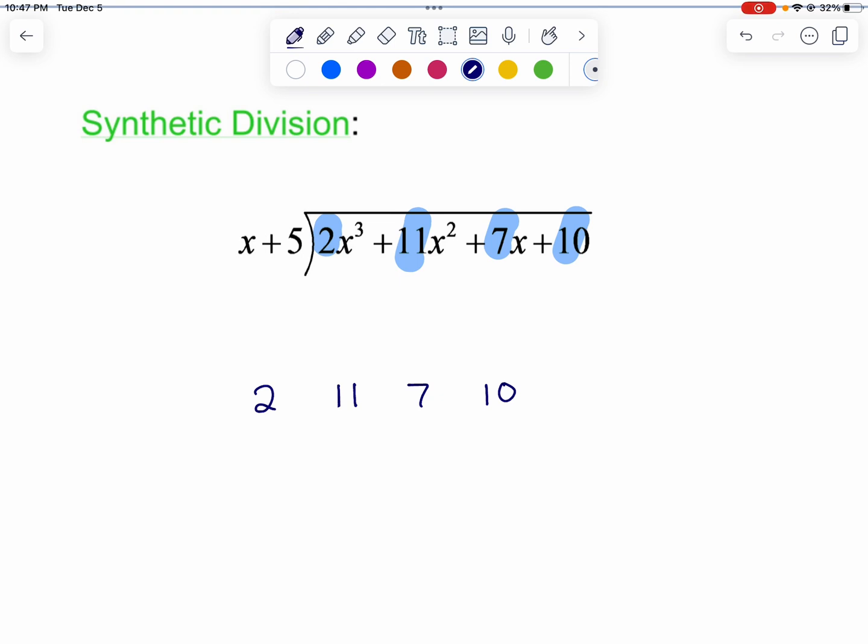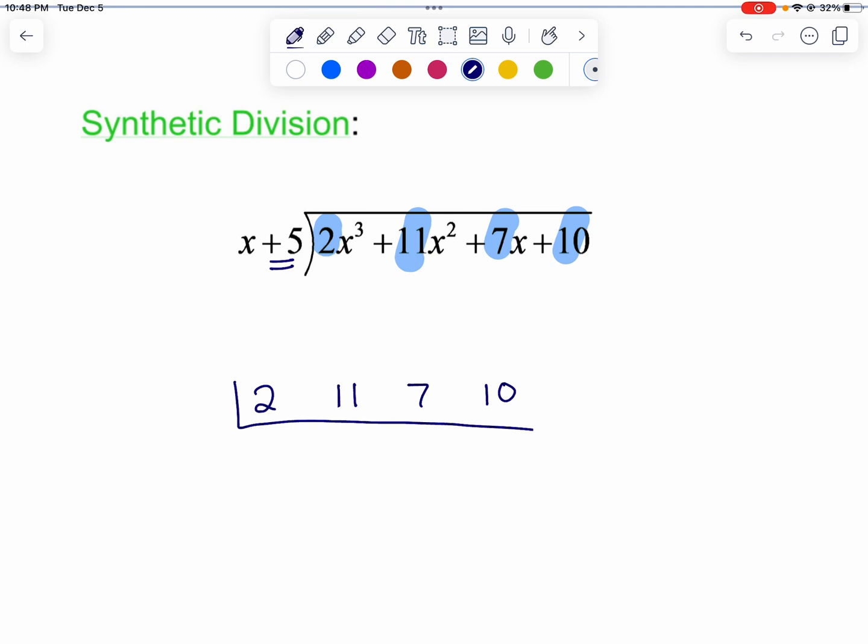If any term is missing in standard form, for instance, if there was no x squared term, we would have to use a 0 placeholder. So that is something to keep in mind. Now, we're going to put on the outside of this division question the opposite sign of this 5.